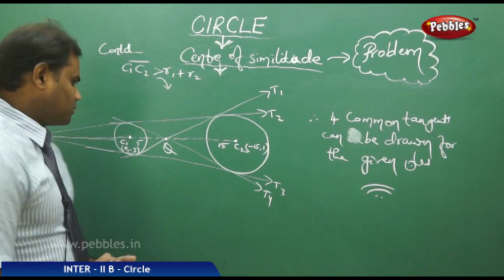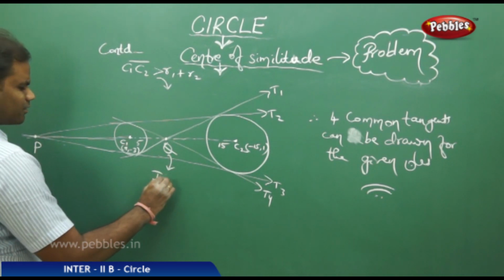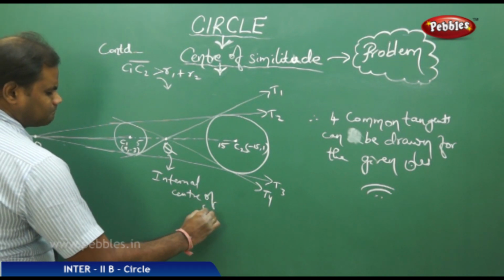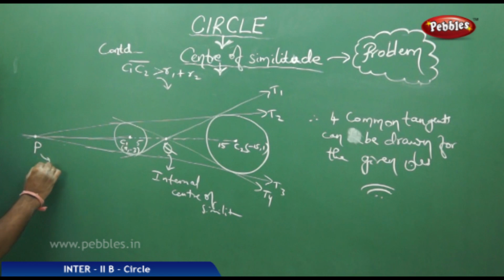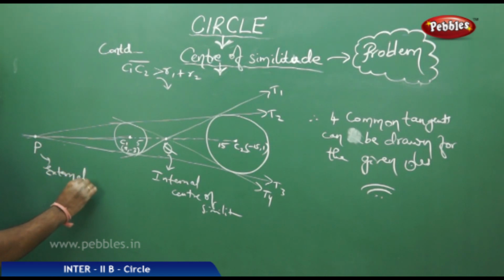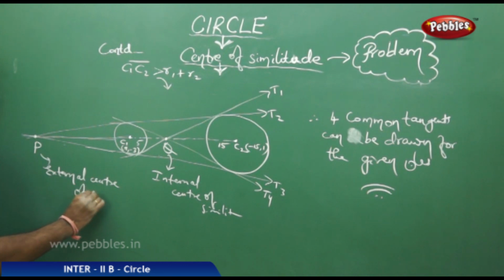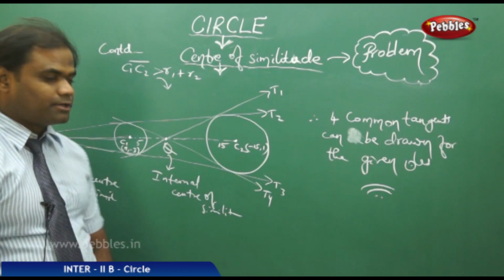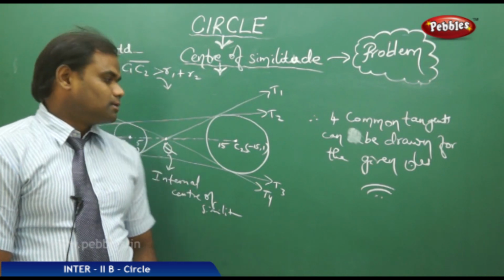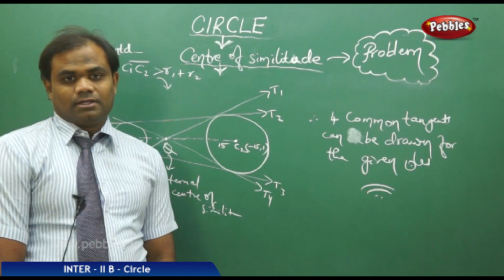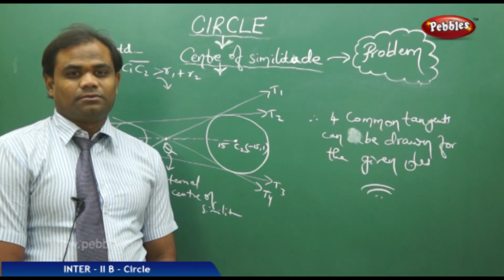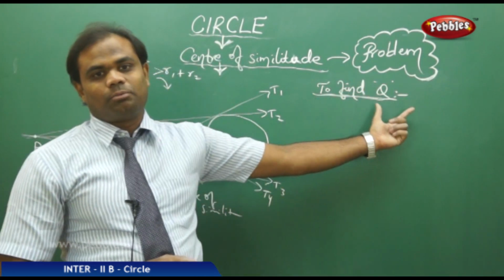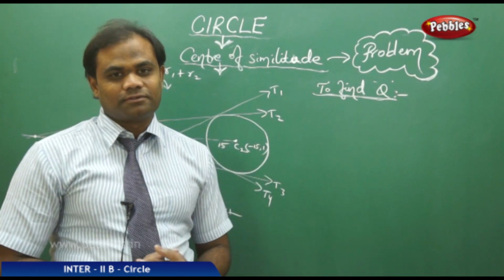So there are two centers of similitude, this being the internal center of similitude and this being the external center of similitude. These two centers of similitude, which you find using the centers and the radii, are how we find the centers of similitude. To be continued. Now here, initially to find the point Q, that is the internal center of similitude.